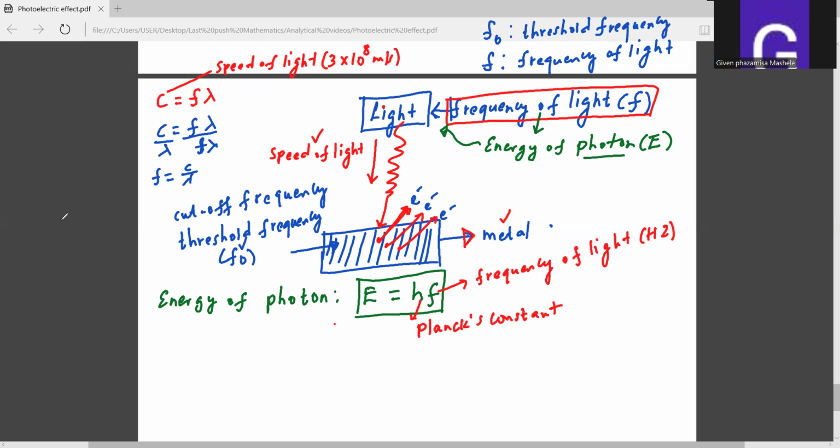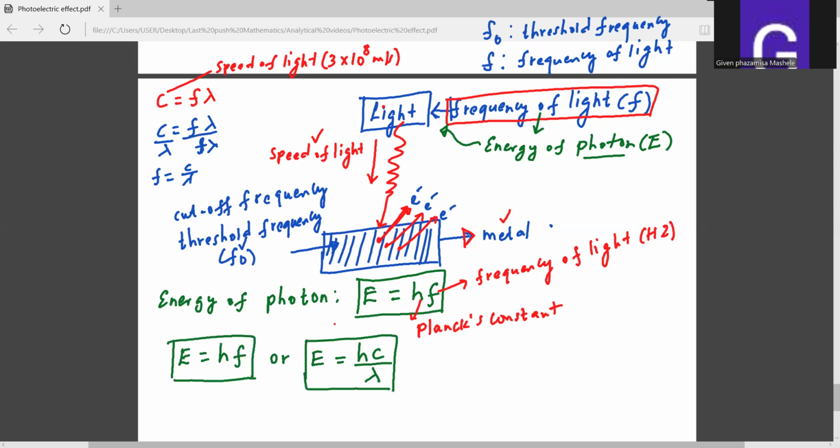So what does it mean? It means if we do not want to calculate the energy of photon by using hf, where there is f, we substitute by c over lambda. It means this is hc over lambda. So when we have a wavelength, we use this formula, or when we know the frequency of the light, we use hf. These are the two formulas we can use to calculate the energy of photon, of the light, not of the metal. So it's very important, guys, to understand what I'm talking about here.